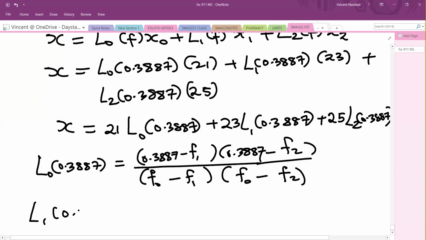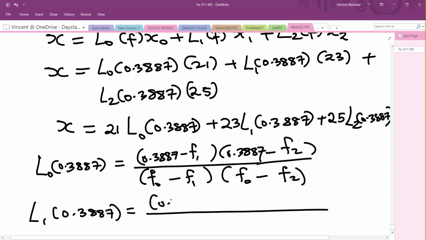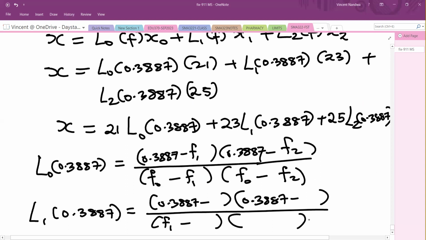Then L1 of 0.3887. I'll have 0.3887 minus f naught, 0.3887 minus f2, over f1 minus f naught, and then f1 minus f2. For those who are following, the first term will be f1 minus this first bracket, f naught, and then next will be f1 minus f2, correct?